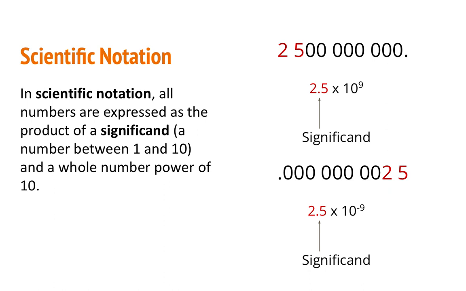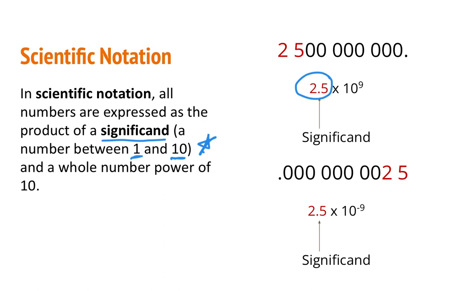So scientific notation is where all numbers are expressed as the product of a significand. The significand is the whole number in the number that is expressed. It must be between 1 and 10. This is very, very important because if you see a number that is greater than 10, then it is incorrectly expressed and you will have to convert that to the correct significand.